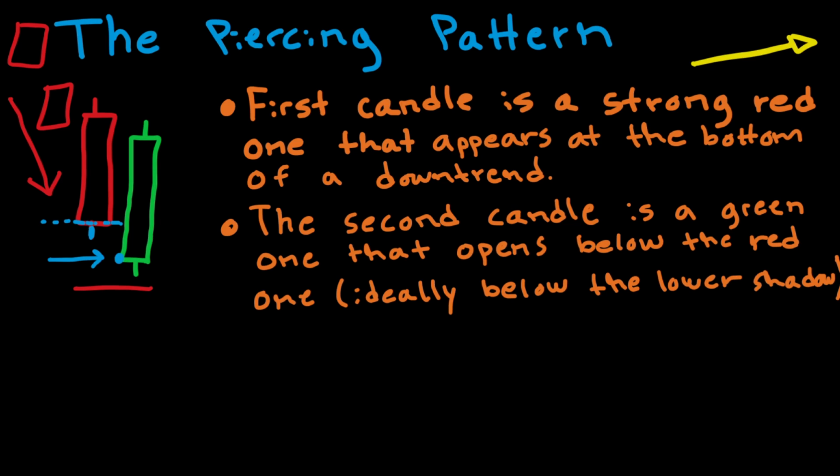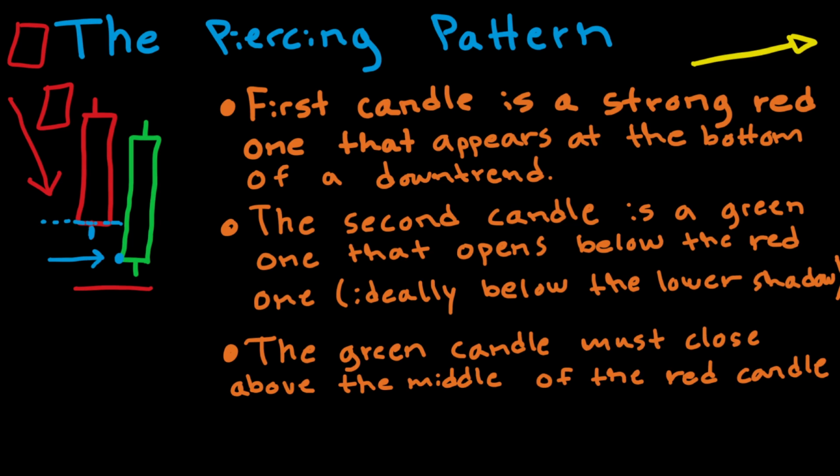The third point is also important. Point 3 says that the green candle must close above the middle of the red one. So if we take a look, around here is the middle of the red one. We need our green candle to close above this dotted line. And we can see that in this example, it closes above the line, so it is a piercing pattern. If all these points are in check, we know that the pattern is a so-called piercing pattern.